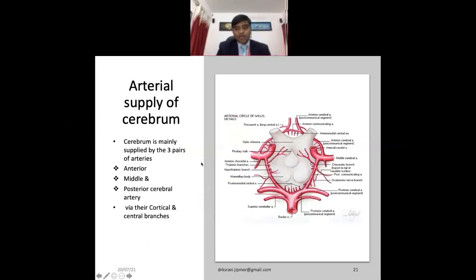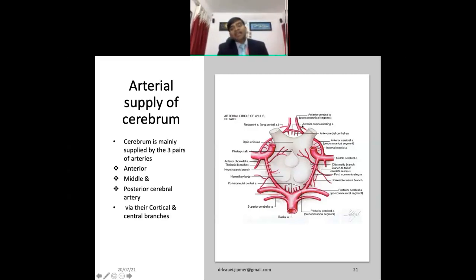Now, when we see this circle of Willis, this is the anterior cerebral artery. I said these are the small terminal branches which run forward, medially above the optic nerve, that is, the second cranial nerve. It runs medially above the optic nerve and goes into the medial longitudinal fissure. The two cerebral hemispheres are there, right and left, and in between we have the medial longitudinal fissure.